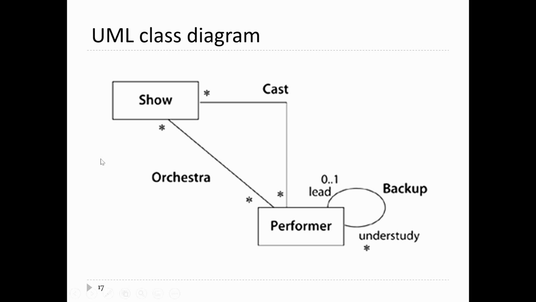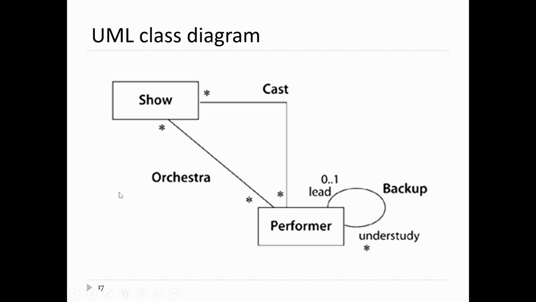There's a class called show, which represents a live performance of some kind, a Broadway show or something like that. And then there's a class called performer, which represents a performer in the show. Now that line indicates that there's an association relationship between show and performer. You're allowed to label that relationship. So that's the orchestra relationship, so you can have performers that are members of the orchestra for that show.